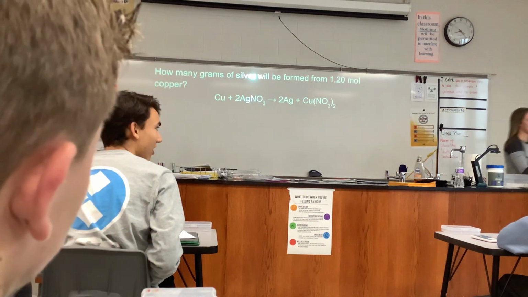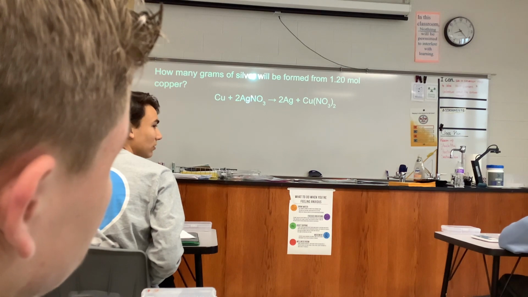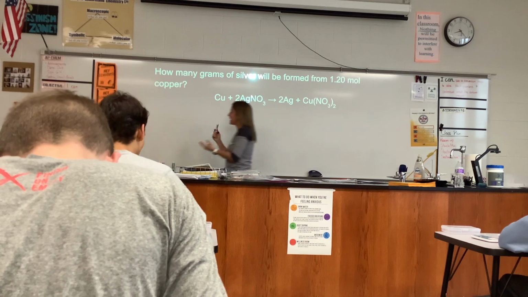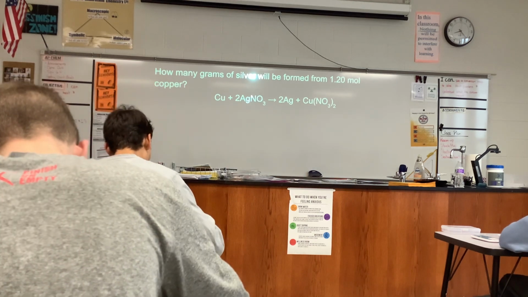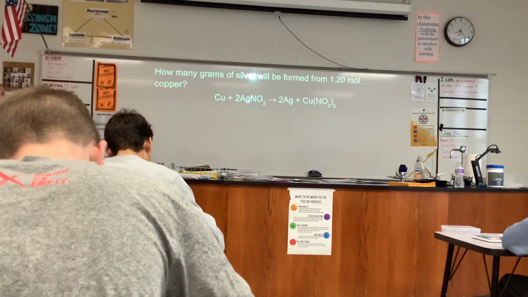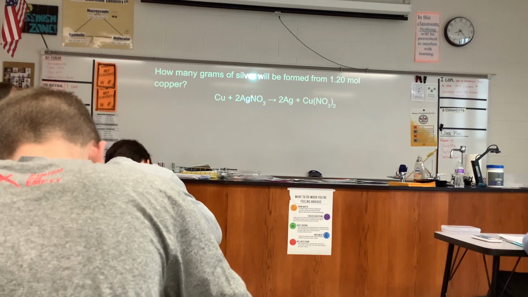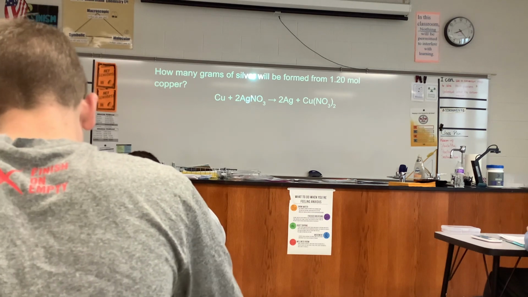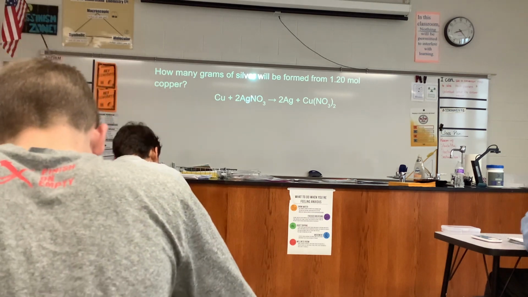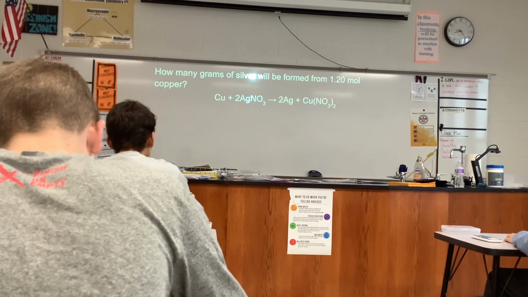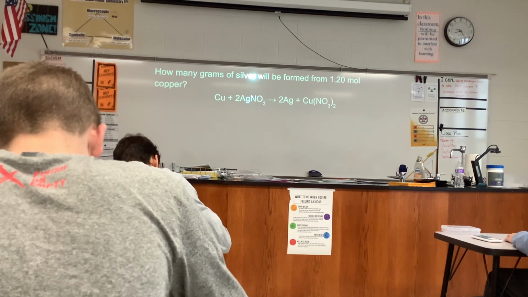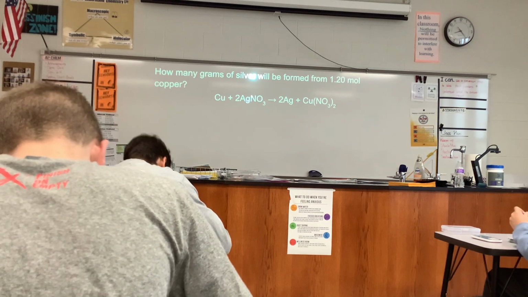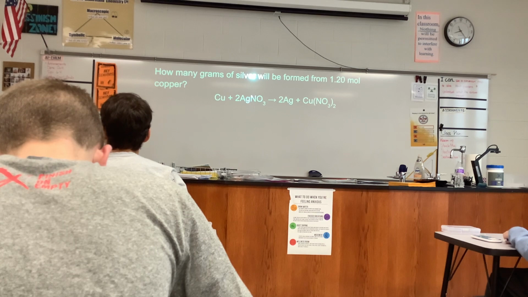But add this to it now. I'll push it up a little bit. Okay, here we go. Grab your pencil. Let's circle what we're trying to find and what we know. How many grams of silver will be formed from 1.20 moles of copper? Okay, before I do it, see if you can circle what we're trying to find, underline what we know, and draw it on your map of how many steps this is going to take.